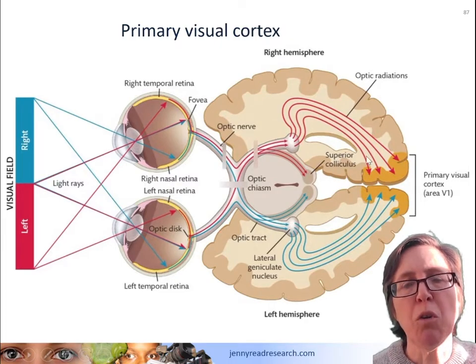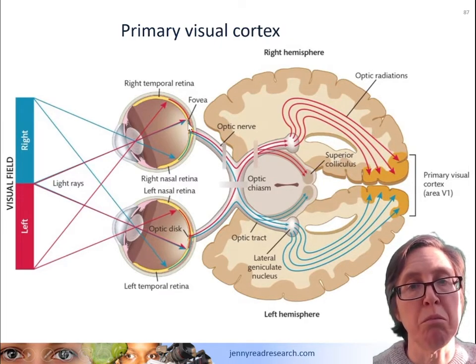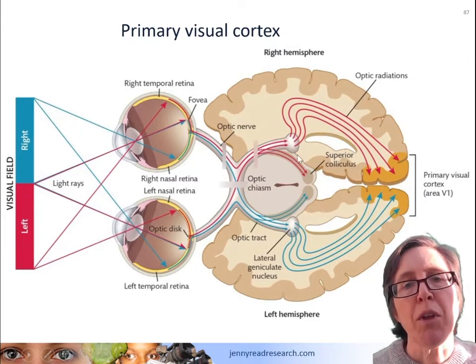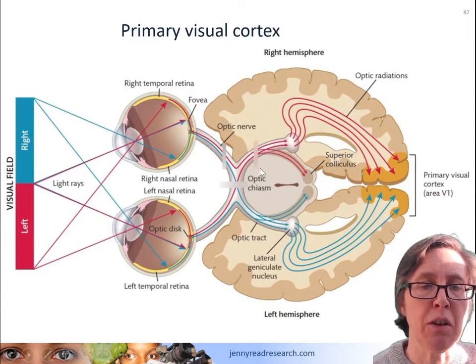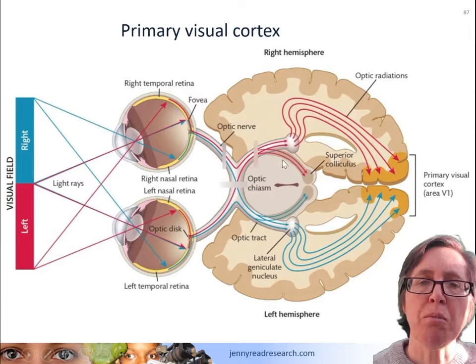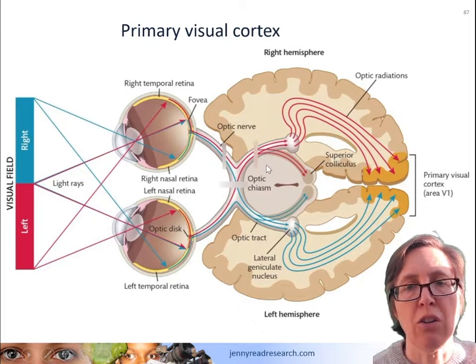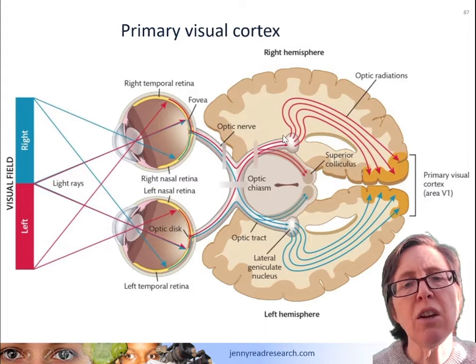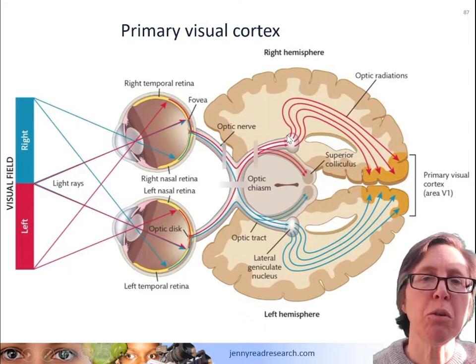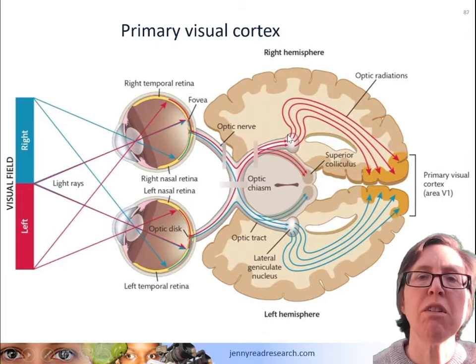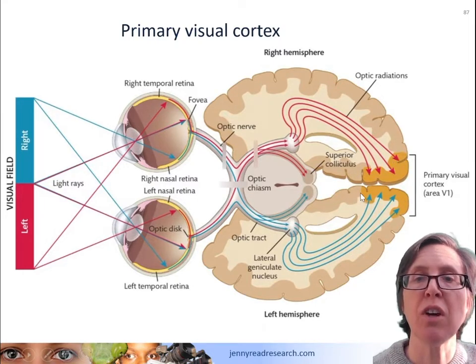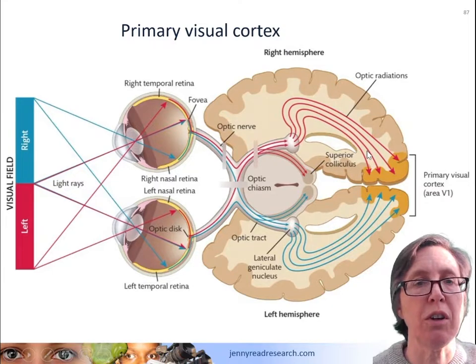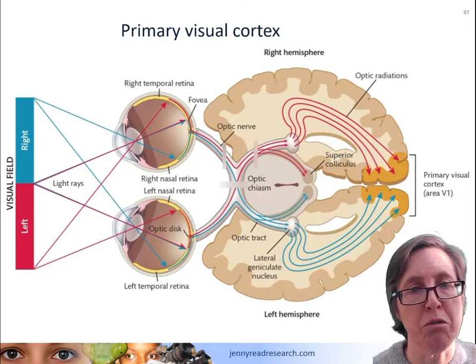So you'll see V1 on each side is receiving input from both eyes, and the same is true of the lateral geniculate nucleus of the thalamus, which is a relay station, if you like, on the way to V1. But in the thalamus, information from the two eyes is kept separate. It isn't really combined at the level of cells. Information from each eye is segregated into different layers of the thalamus. And it's really only in V1 that we start to find neurons that are clearly receiving input from both eyes.